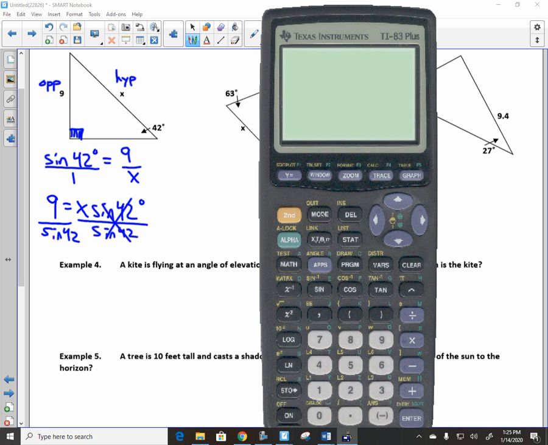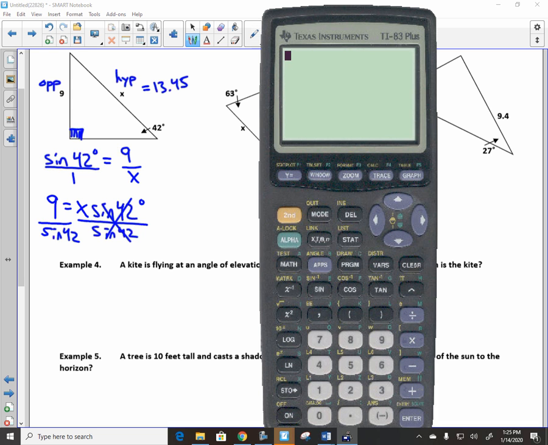You round to the nearest hundredth. So now I take 9 divided by the sine of 42, and I get 13.45. Did anybody get something other than 13.45?